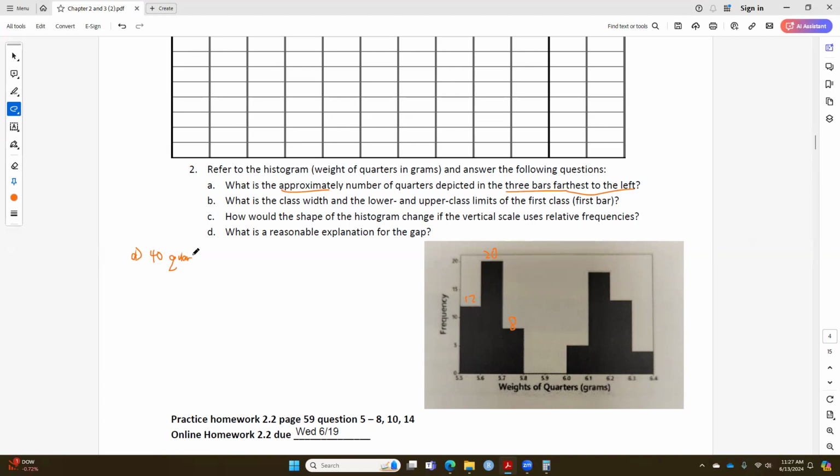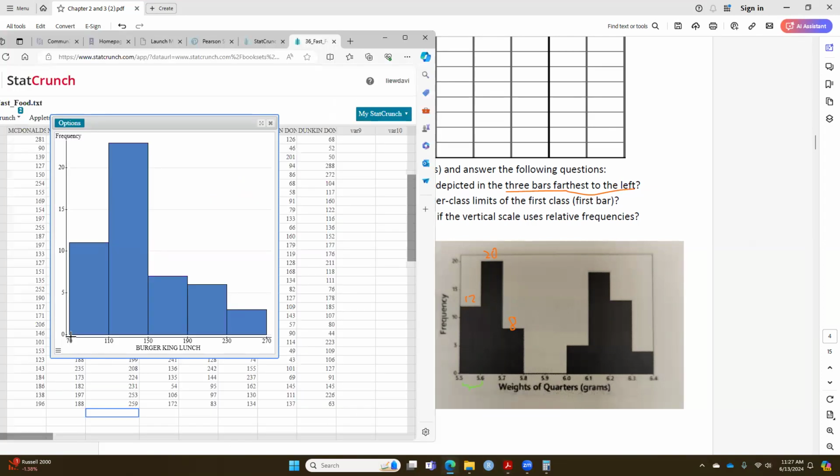Again, if you give me 38 or 39 or 40, 41, 42, I'll still accept it because this is an approximation. Okay. Question B is asking what the class width is. Remember last time, if you look at the histogram here, 70 to 110, you find the difference between these two. That is your class width, which is 40. So each one of these is 40 because the class width is 40.